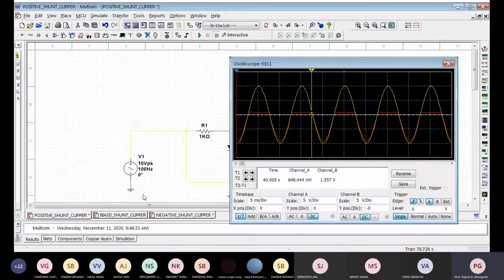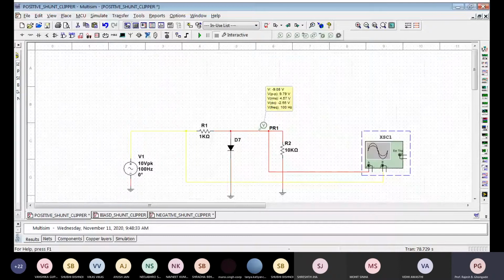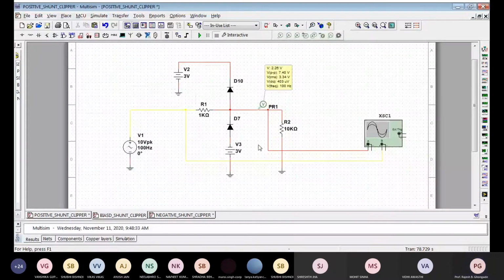All right. So if you have finished with this, if you have understood this, we'll move on to the next simulation, and that is the biased shunt clipper. Is it visible to you? Yes, sir.